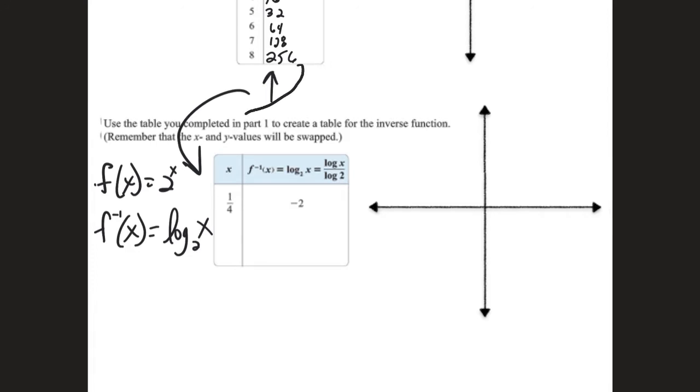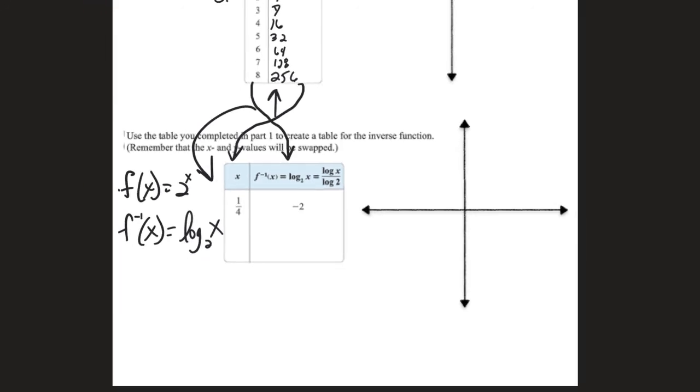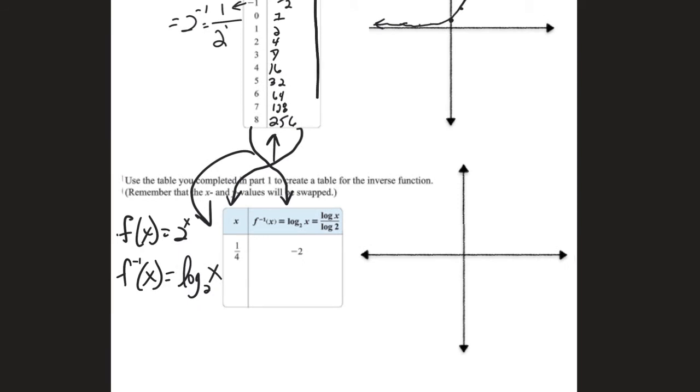So the range of my original function is going to be the domain of my inverse, and the domain of my original function is going to be the range of my inverse. So you can almost take all of these numbers here and put them in this column, and same thing with the other way. So I could have 1/2, 1, 2, 4, 8, and so on and so forth. And then on the other side of this, I would have -1, 0, 1, 2, 3, and so on and so forth. So I'm going to go ahead and graph these ordered pairs.